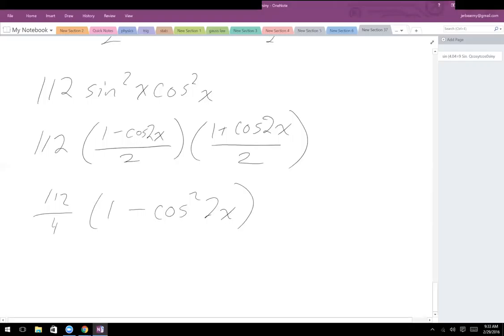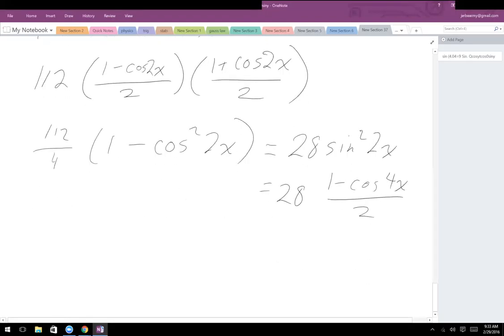Just for the chagrins of it, what's 1 minus cosine squared? Isn't that sine? Yeah, that's sine squared. So this is 1 over 4 sine squared of 2x. And we go one more time. Sine squared is 1 minus cosine, now it will be 4x over 2. So 1/4 times 1 minus cosine 4x. And then distribute. Y'all can distribute that. That's easy.